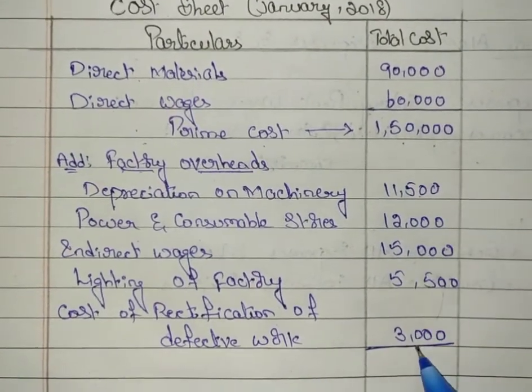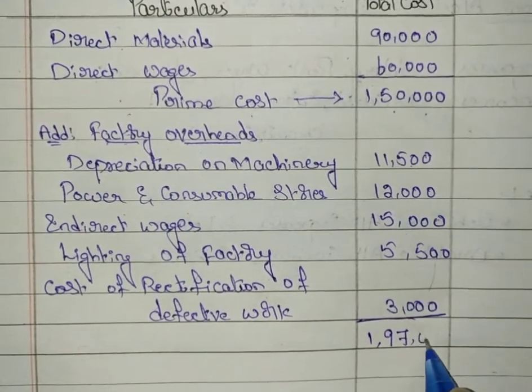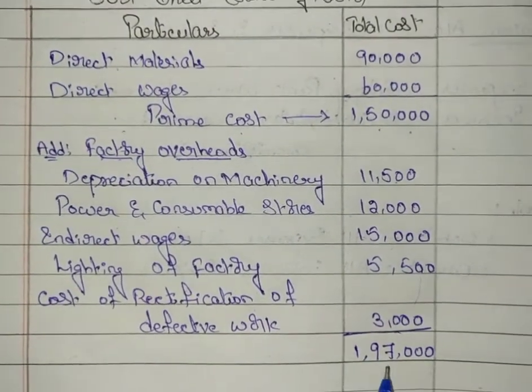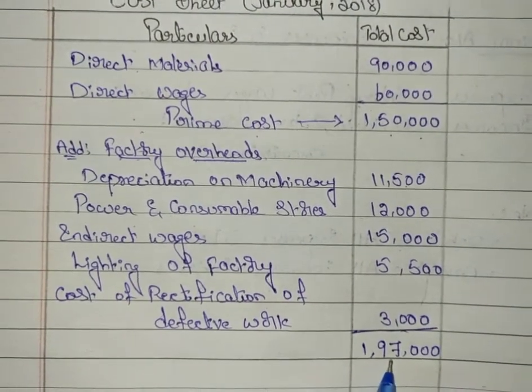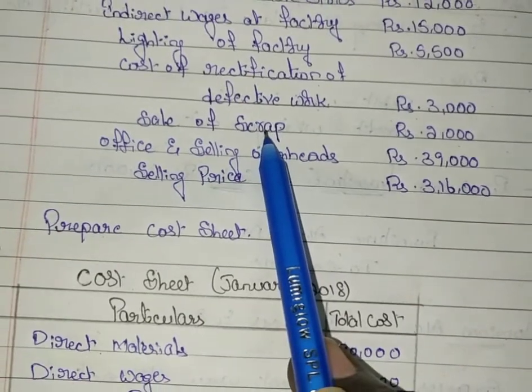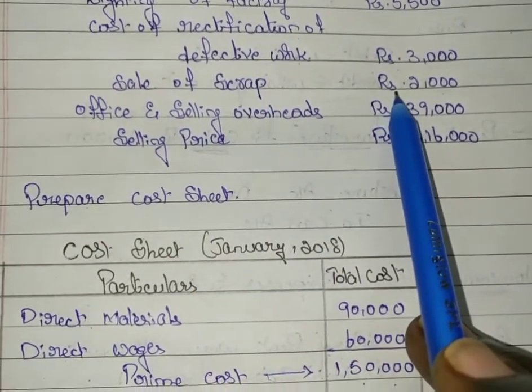For that, add all these things. You will get 1,97,000 as the total amount. So normally we will consider this as the factory cost or works cost, but in this problem they are providing the scrap value, that is whatever scrap they are having. By selling those scrap they are getting 2,000 rupees.